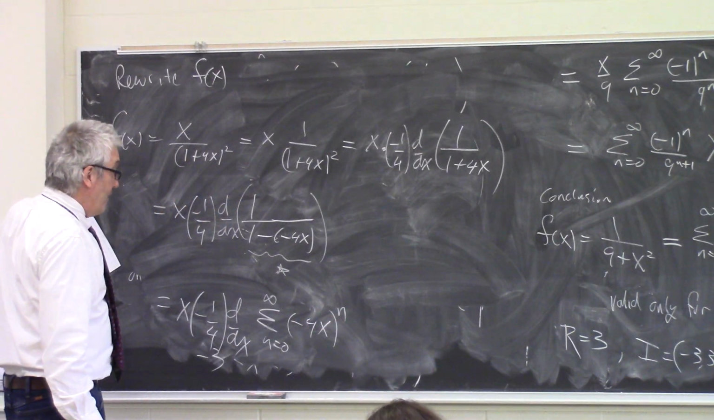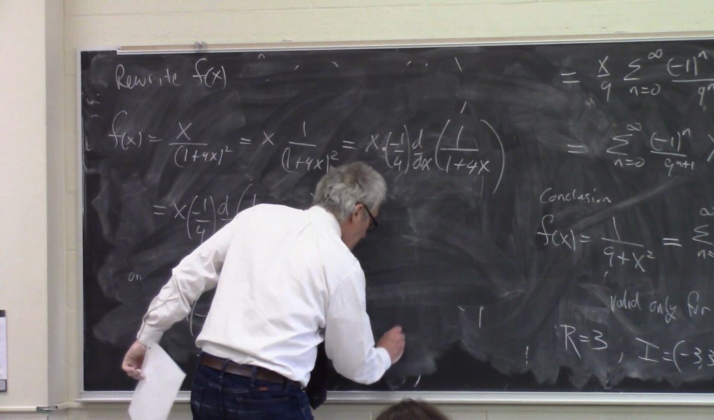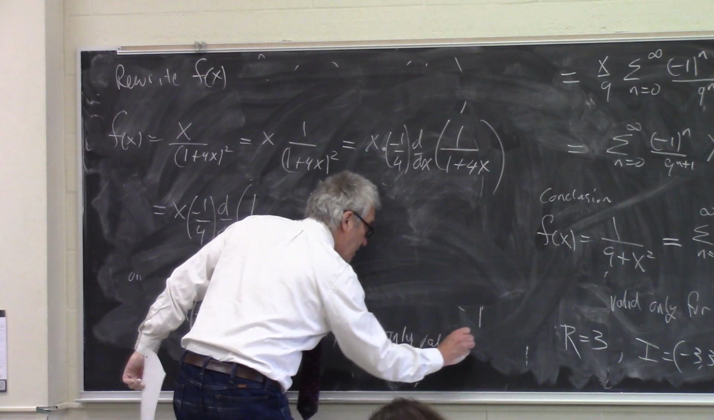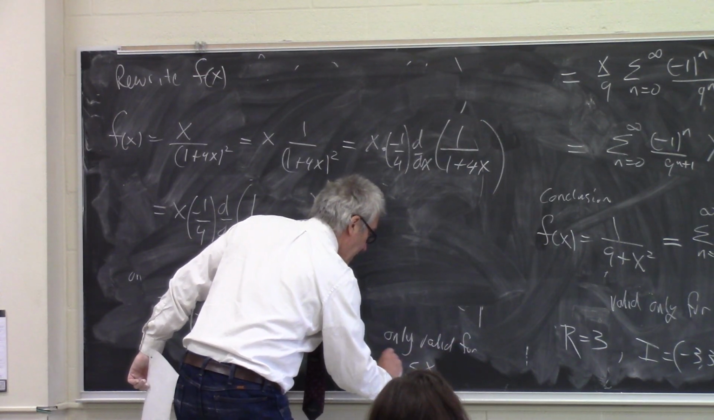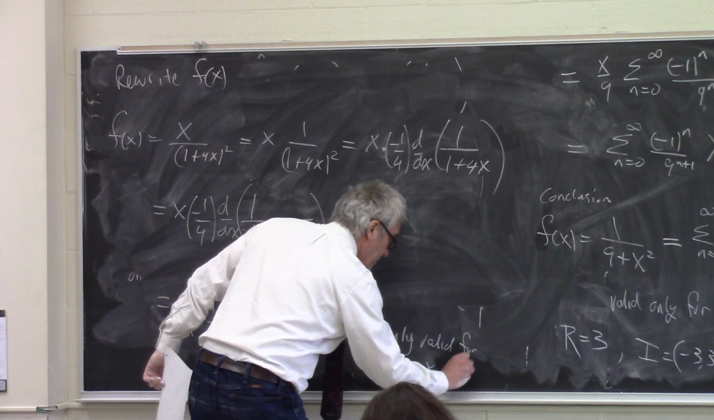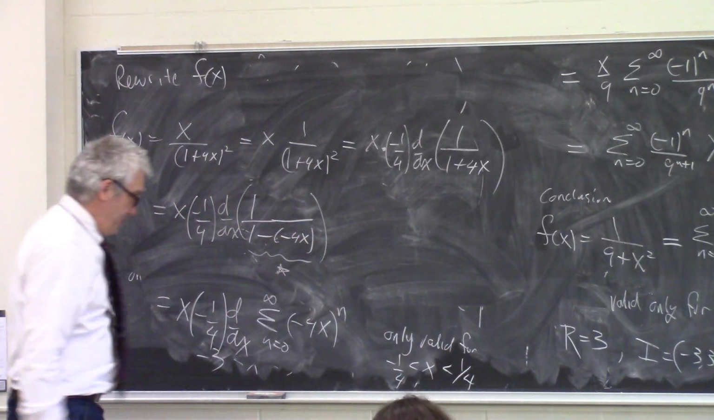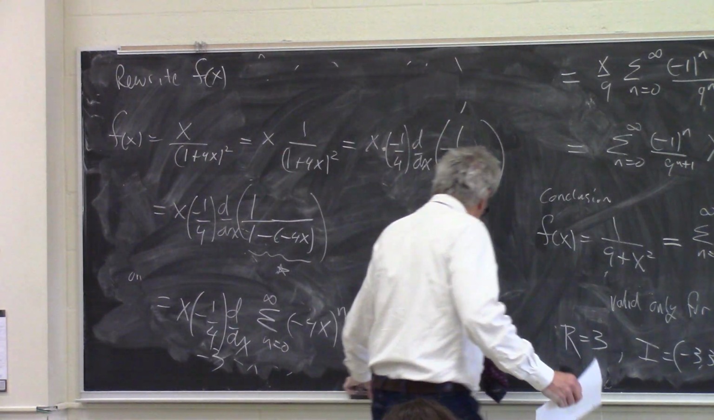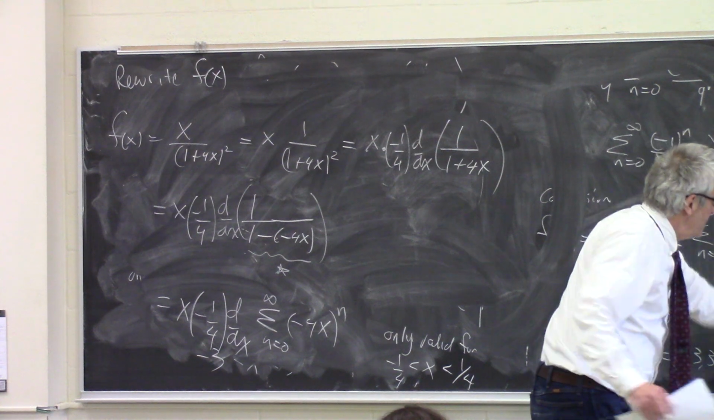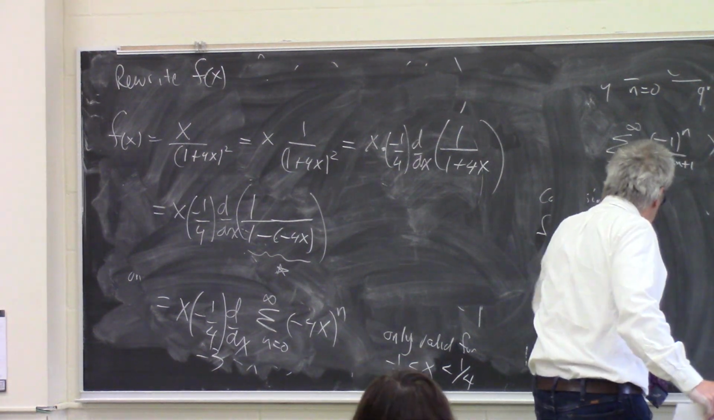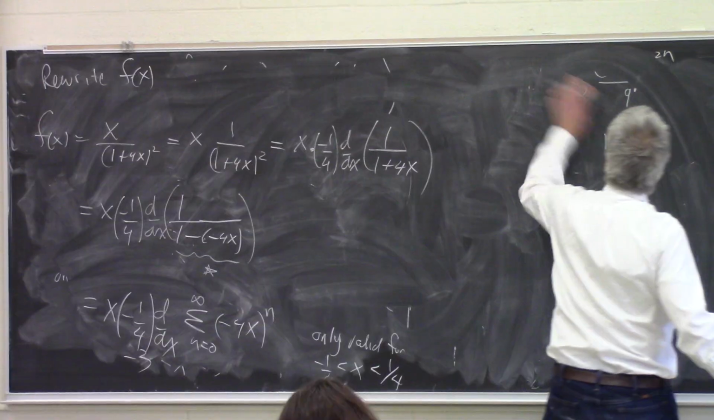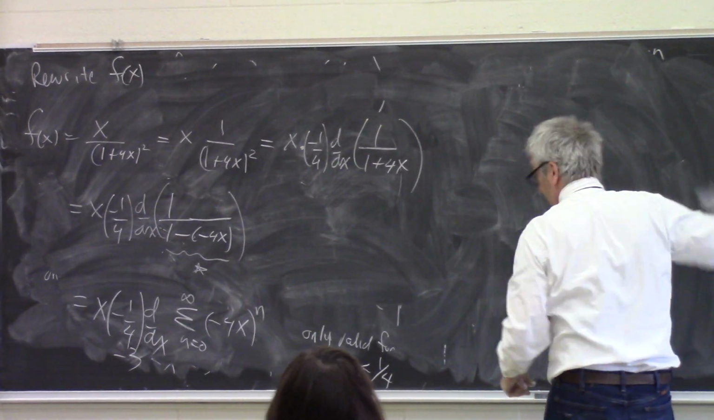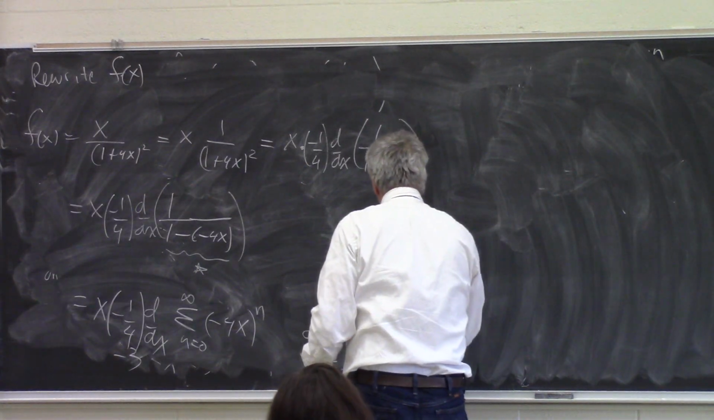Now this is only valid for x in this interval, minus 1/4 to 1/4, because the radius of convergence is 1/4. Okay, but that's okay. We're kind of resigned to the fact that you get this cool power series, but it's not good for all x's. But we're not done. I've got a derivative on the outside of a series.